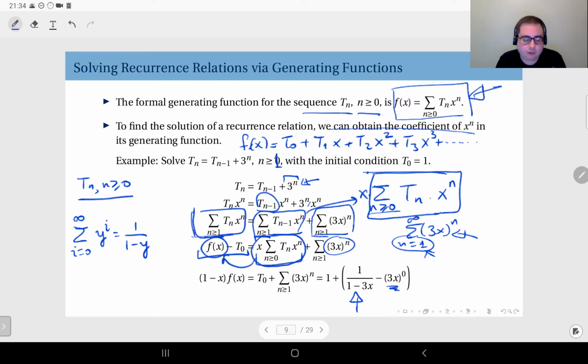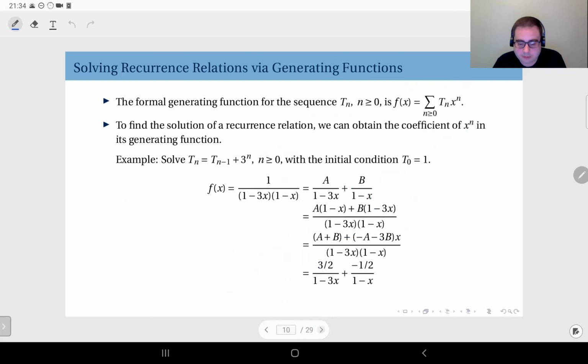If I put this on the left-hand side, I have 1 minus x times the generating function, and I switch this to the right-hand side, so I get t0 as this term here. Well, t0 is 1 because that is given to us as the initial condition, and this here is the result of this sum. Okay, so what is the next step?